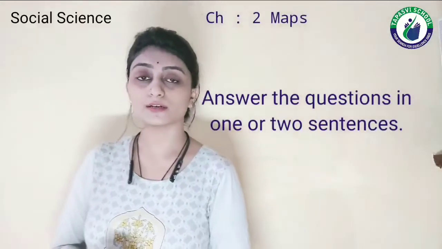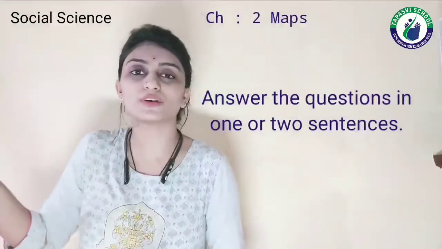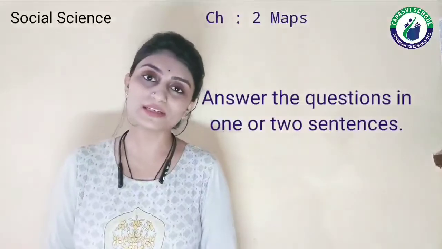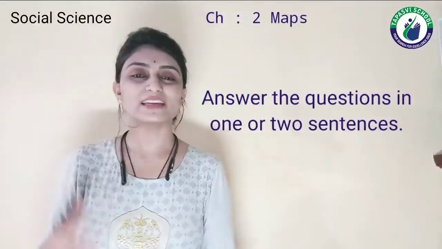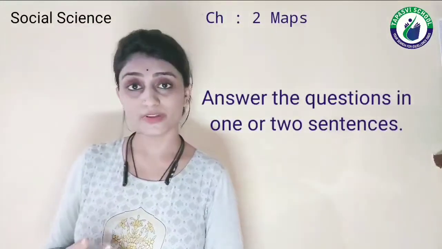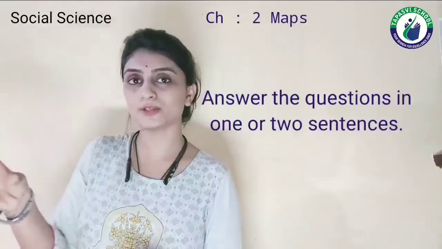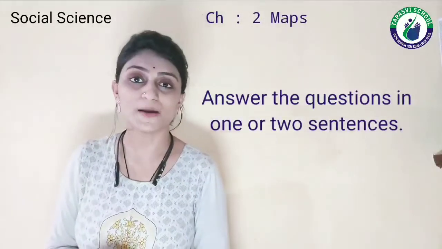Learned about the map, right? The map will help to get any part of the earth. A map is a graphical representation of the earth's surface. It has three main components: direction, scale, and conventional signs that indicate a particular thing which is drawn on the map.